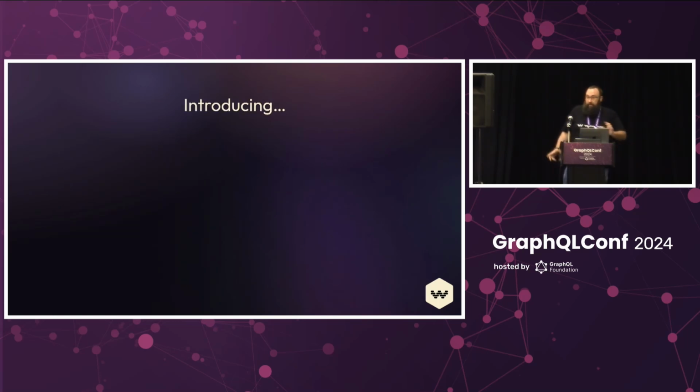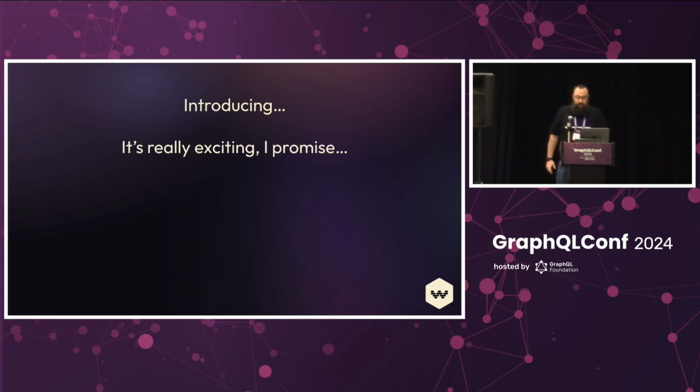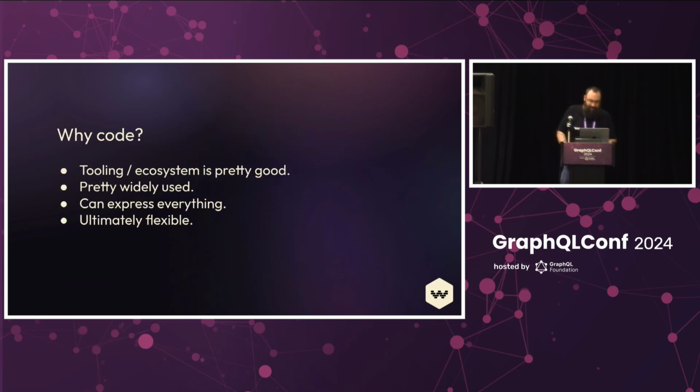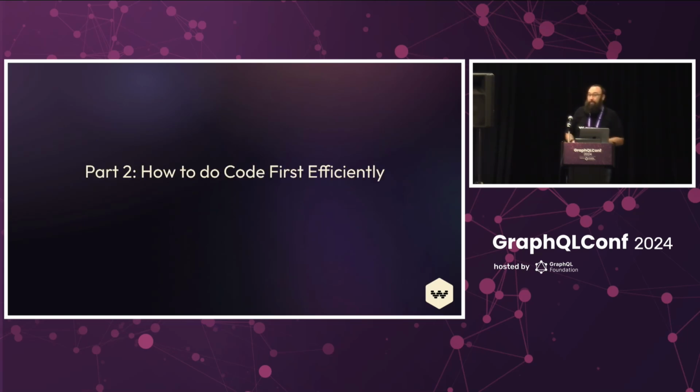So the technology that enabled all this to happen for us was actually pretty cool. Something you might have had experience with was code. It was a bit anticlimactic, I guess. So why code? Why did we pick code? Well, the tooling is actually pretty good. We have a lot of tools for working with code. Code's really widely used. We've all had experience with it. You can express anything you want in code, and it is ultimately flexible. So there are lots of positives to using code. But there are some downsides, which is if you're writing everything in code, it tends to be pretty inefficient. So we needed to bridge that gap.